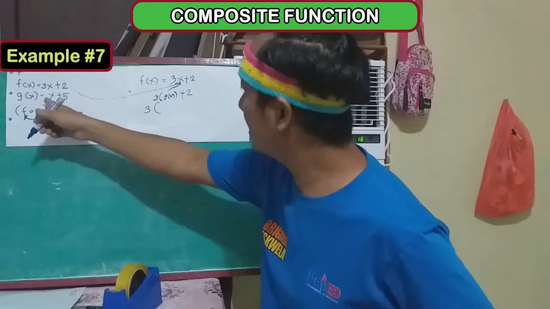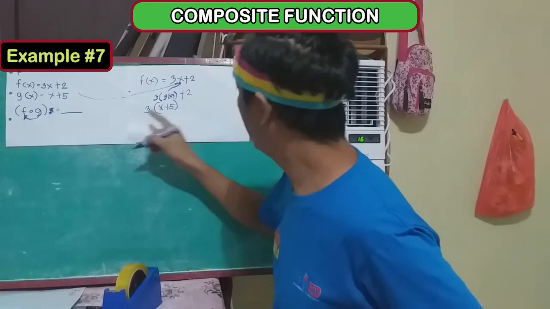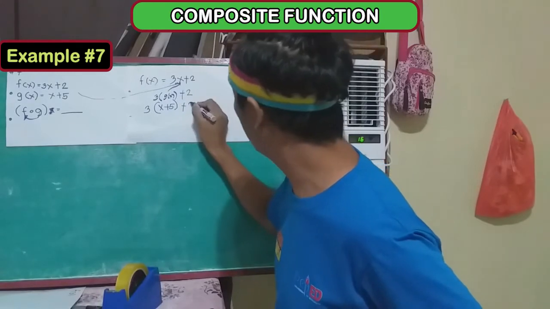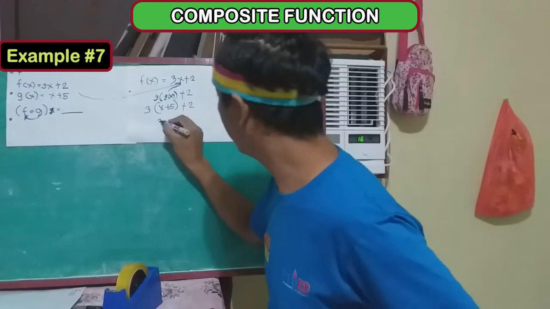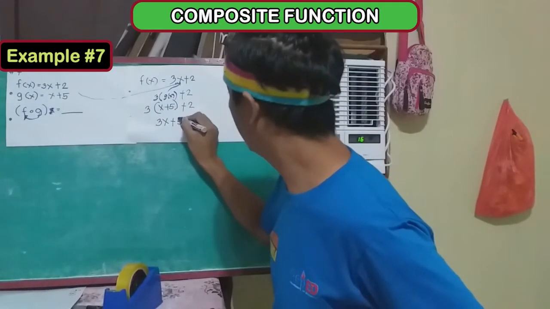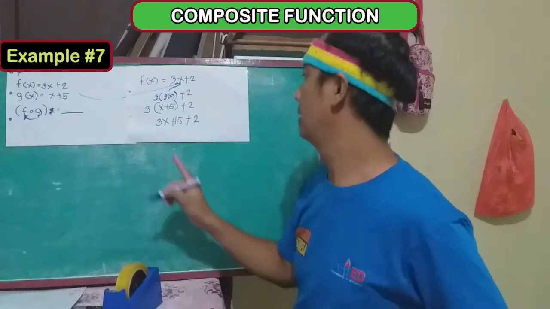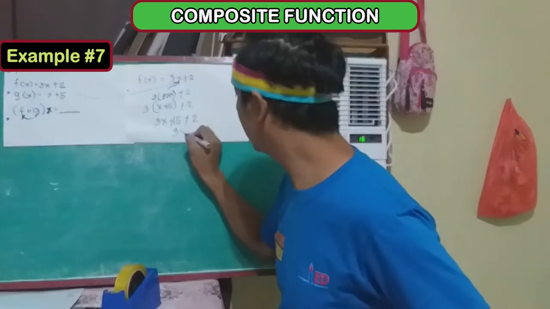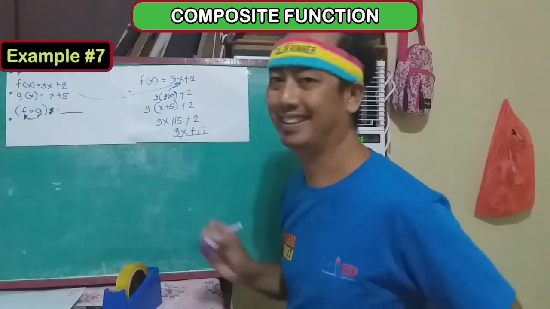Ang g of x is x plus 5. So, 3 times x plus 5, plus 2. Ngayon, substitute. 3 times x, 3x. 3 times 5, 15. Plus 2. Simplify. 3x plus 15 plus 2, 17. Answer.